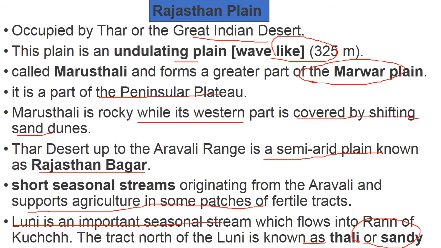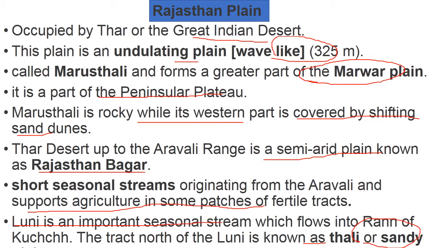Then the Rajasthan Plain is the second part of this plain, and it is occupied by the Thar, or the Great Indian Desert. This plain is an undulating plain, meaning most of the region is like a plain. 325 meters is the height of this plain. It's called Marustali, and most of the part falls into the Marwar plain. It is a part of the Peninsula Plateau.